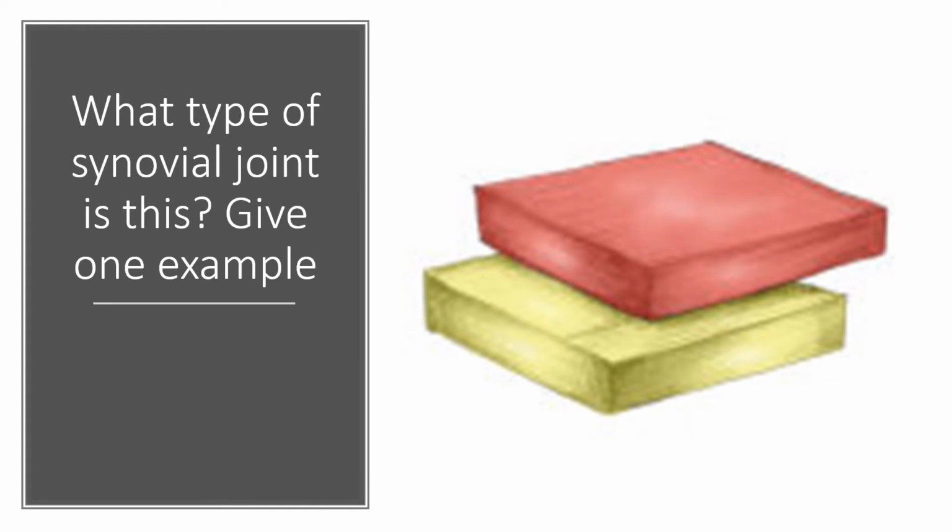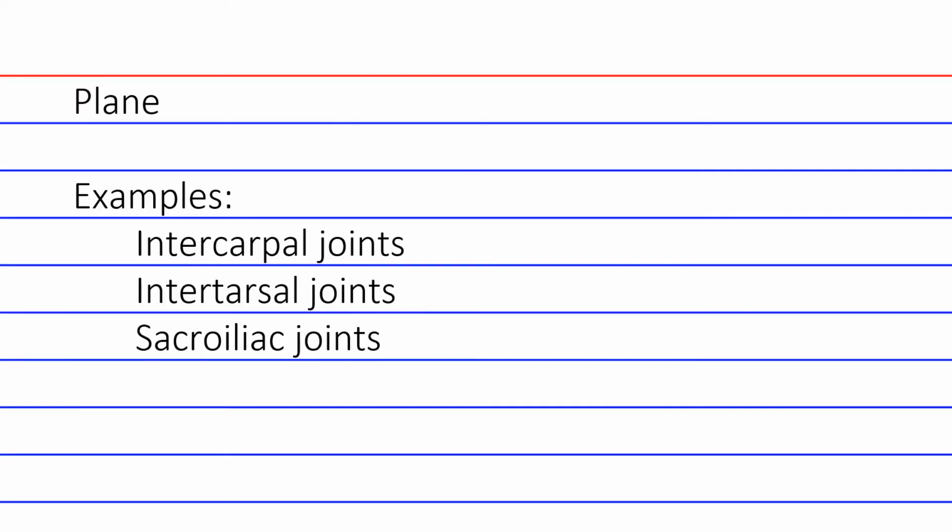What type of synovial joint is this? And give one example. The answer is a plane joint. These are non-axial, so they really just provide slipping movement or gliding movement. Some examples of these are the intercarpal joints or your intertarsal joints, as well as your sacro-iliac joints.